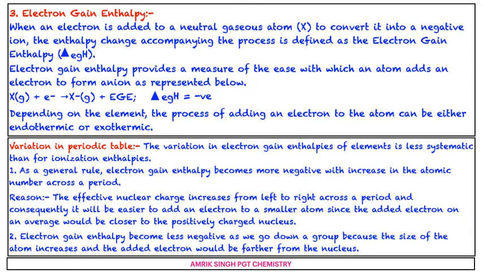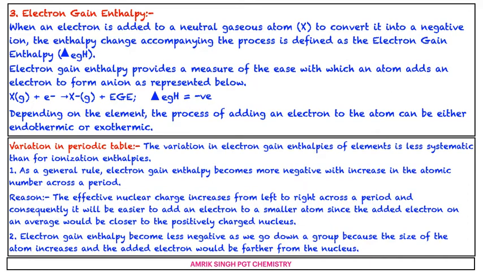Electron gain enthalpy. When an electron is added, it is the reverse of ionization enthalpy. When an electron is added to a neutral gaseous atom X to convert it into a negative ion, the enthalpy change accompanying the process is defined as the electron gain enthalpy. Electron gain enthalpy, or electron affinity.